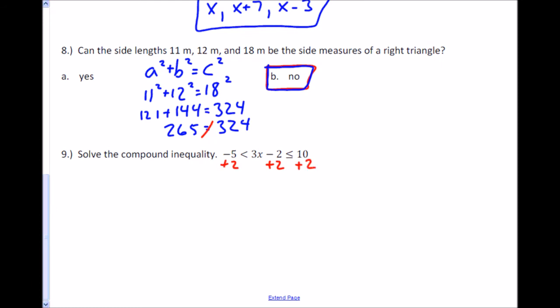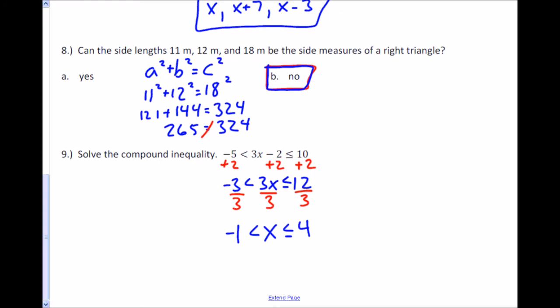So I'm going to do it to all 3 parts. So that's going to give me a negative 3 is less than 3x, less than or equal to 12. And now, once again, to get x by itself, I have to divide by 3, but I'm going to do it to all 3 of these pieces. So here that gives me a negative 1, less than x, less than or equal to 4.